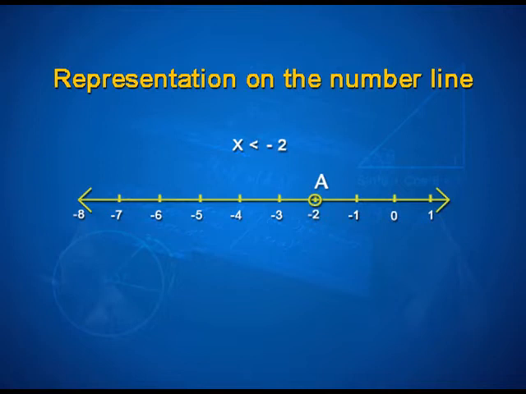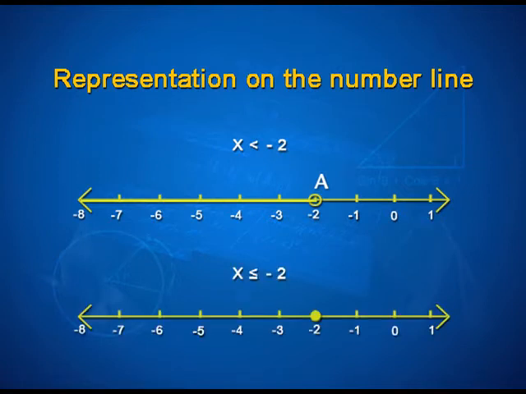Since we are plotting the inequality x less than -2, we mark on the number line towards the left of -2. Since we have a strict inequality, x less than -2, we put a hollow circle at the point A, depicting that the point -2 is not included in my solution. In a similar manner, x less than or equal to -2 would be marked on the left of the number line and the point A here would be marked with a colored circle. The colored circle at A depicts that the inequality is with equality, hence x less than or equal to -2.